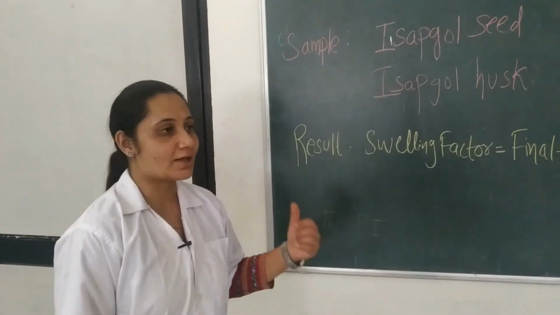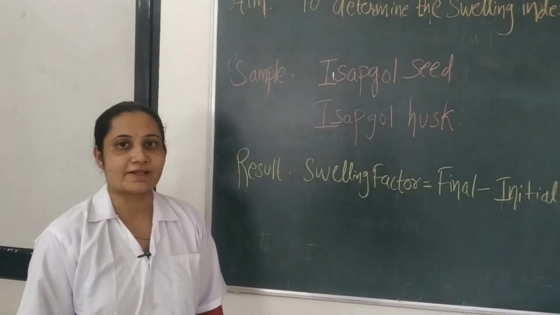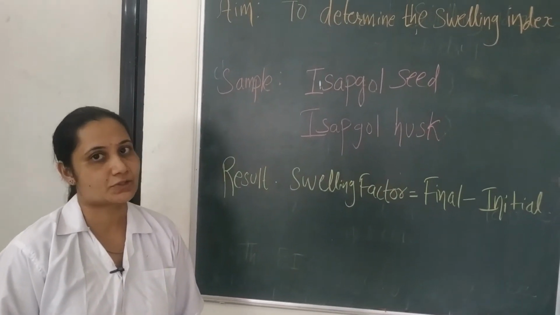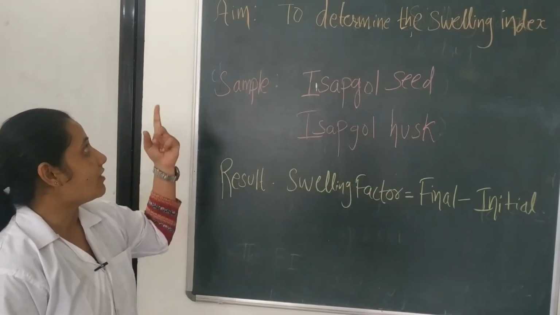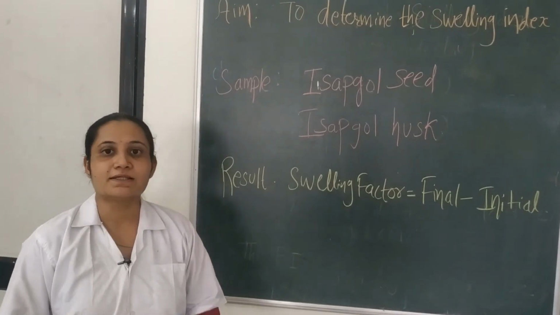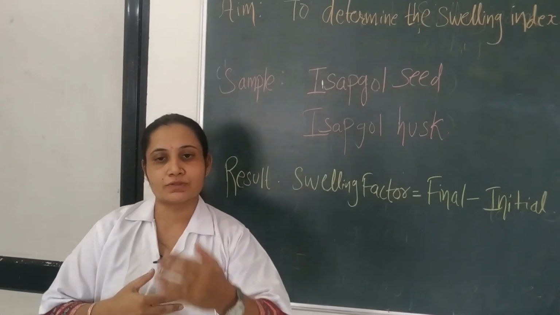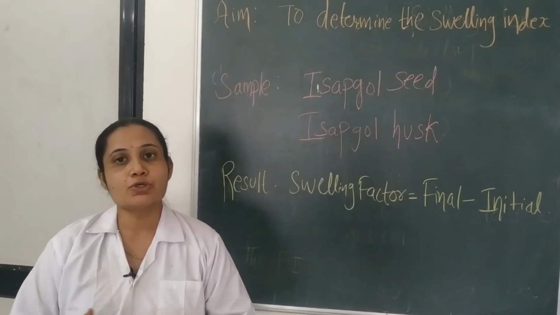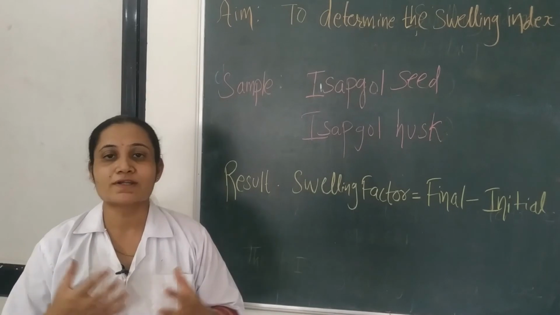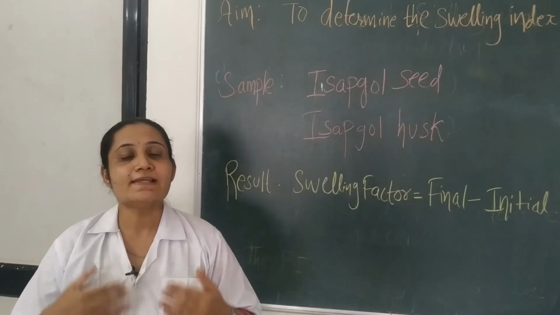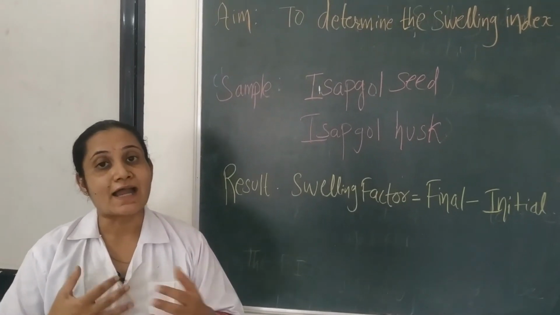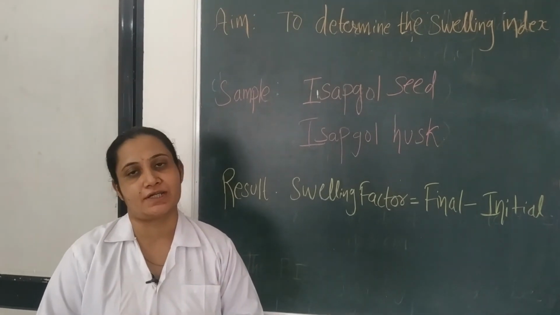Students, we are back with the Pharmacognosy and Phytochemistry 1 practical tutorials. So today our objective is to determine the swelling index. Before going through the procedure, you should know about the swelling index. What is swelling index? Swelling index gives the idea about the mucilage content of the drug.